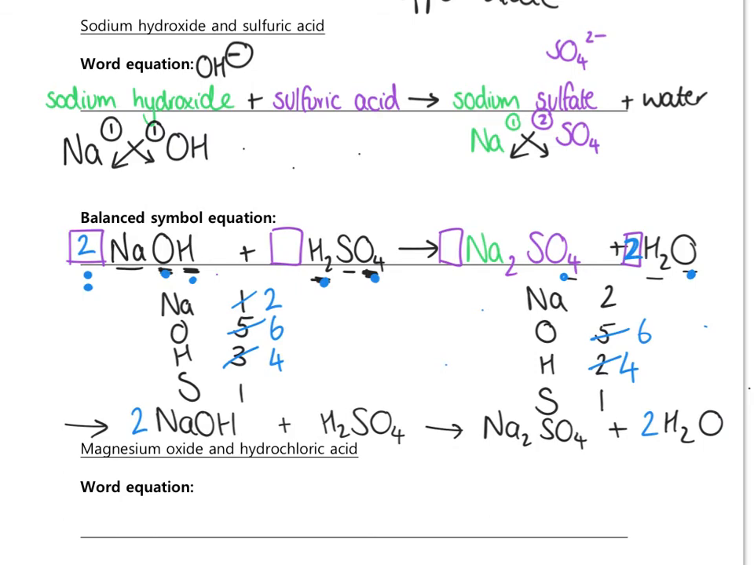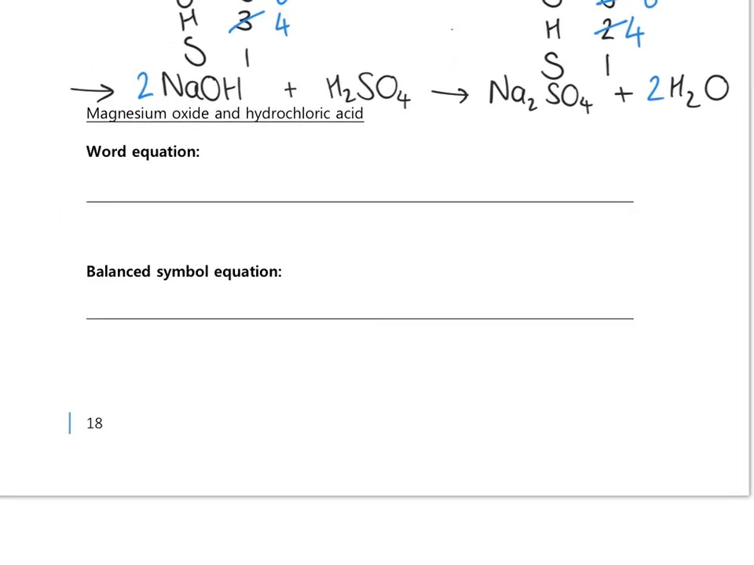The next example is magnesium oxide and hydrochloric acid. You should give this a go before checking your answer is correct. So if you haven't already done so, pause this video, give it a go, and then you can check your answer is correct. So let's write our word equation first of all.